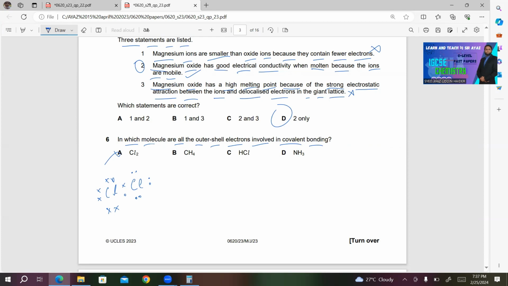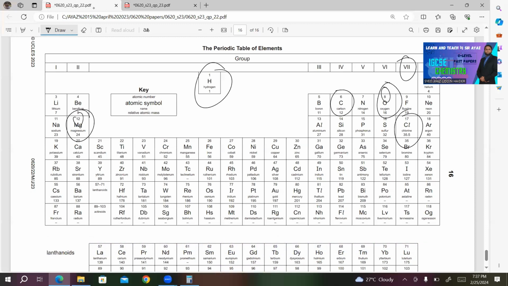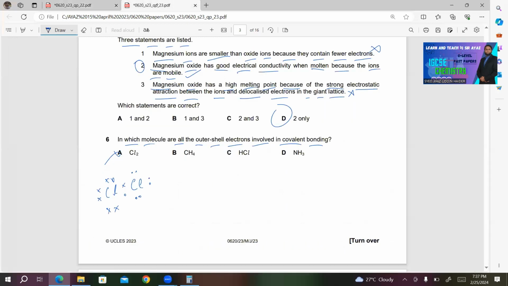What about CH4? Here we have C. C is in group 4, which means it has 4 valence electrons. Hydrogen has 1 valence electron. So we have 1 carbon and 4 hydrogen. Each hydrogen has 1 electron, its valence electron. What about carbon? 4 of its valence electrons. These are the 4 valence electrons. This looks correct to me because all the electrons of carbon as well as hydrogen are involved in covalent bonding.